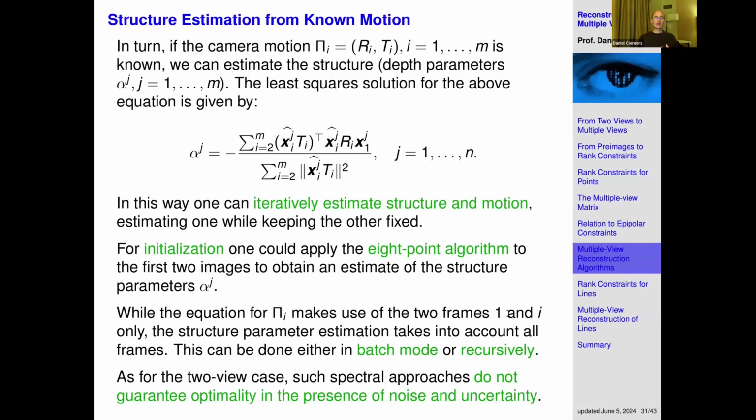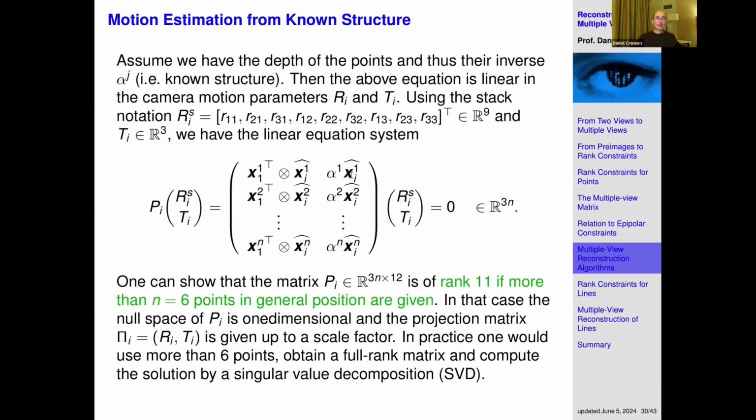In this generalization, we haven't fully decoupled it, in the sense that whenever we estimate the structure parameters alpha j, we need the camera motions. And when we estimate the camera motions here, we need the structure parameters. We couldn't fully decouple things, right? And in that sense, it's in many ways suboptimal as an algorithm for 3D reconstruction.